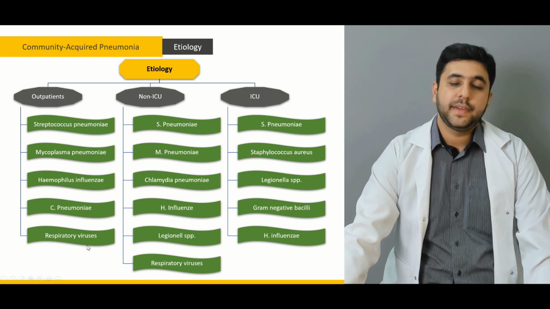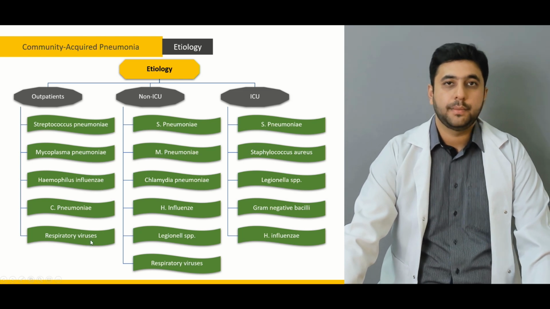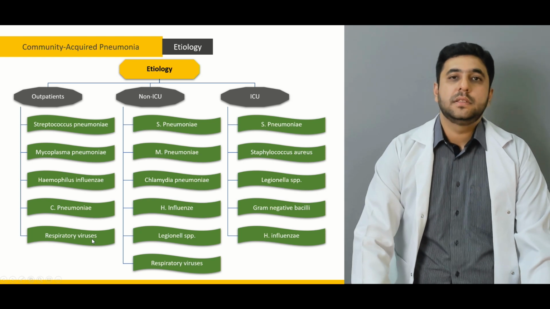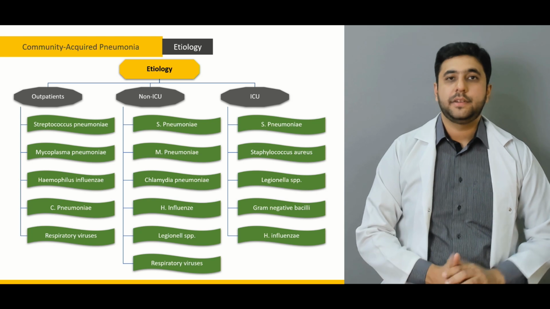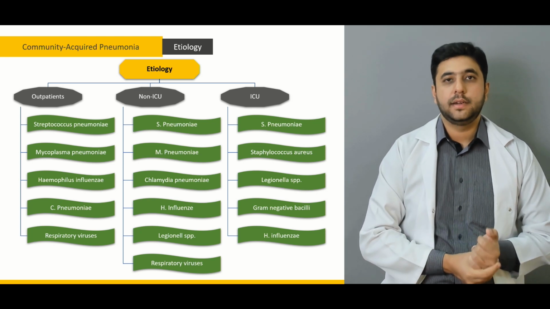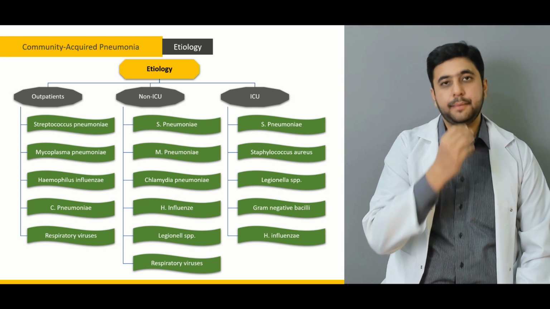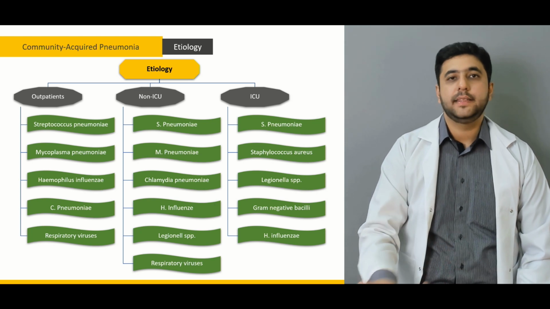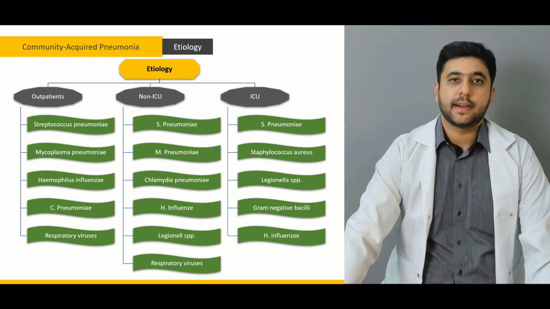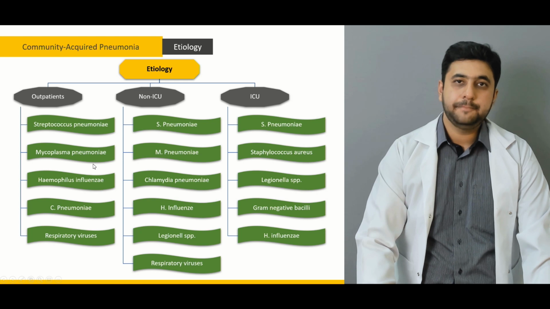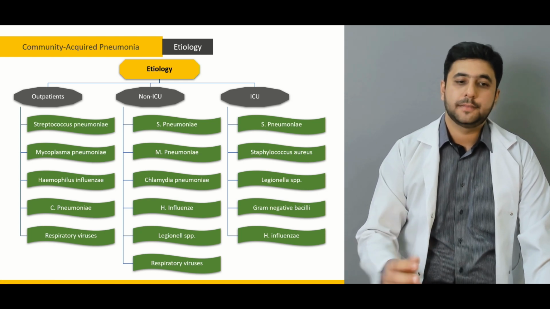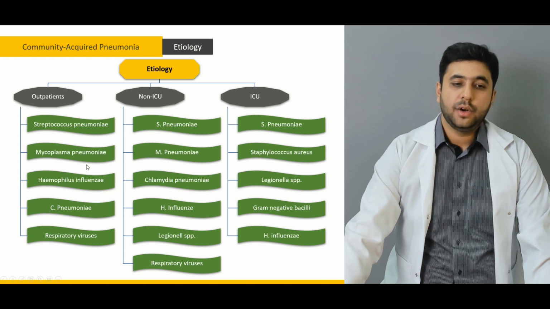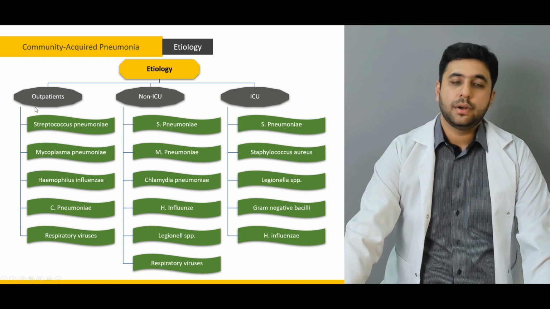So what are the various respiratory viruses which we have to remember? The common ones are the influenza A and B virus, the parainfluenza virus, the respiratory syncytial virus, and the adenovirus. If you can remember all these 4 viruses, then they are the major ones which cause the respiratory tract illness. The influenza A and B, the parainfluenza, the respiratory syncytial virus, and the adenovirus. So this category of microorganisms causes the disease pneumonia which we see in the outpatients.